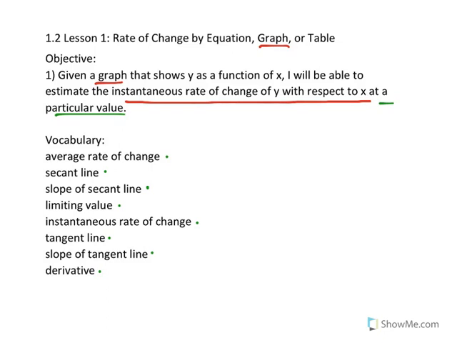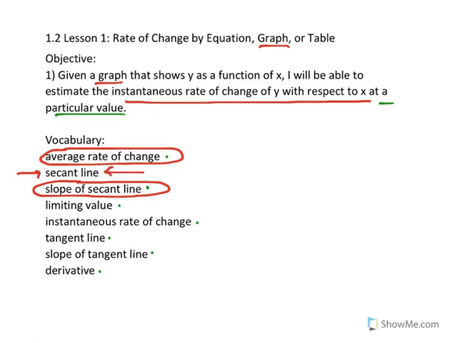So now we go back to our vocabulary. The average rate of change is given by the slope of the secant line through 2 points on the graph of the original function. Secant means to cut. So you have a line that cuts through the original graph by passing through 2 points.